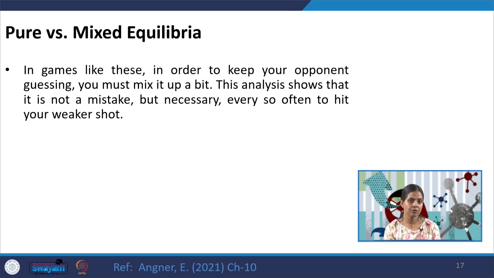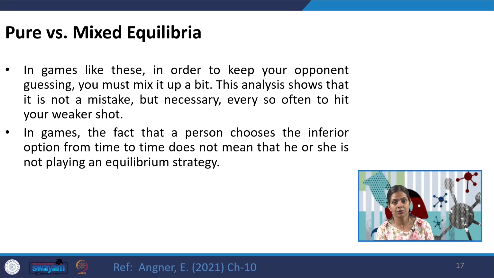This analysis shows that it is not a mistake but necessary every so often to hit your weaker shot. So, basically even though you have a very clear Nash equilibrium of playing the best shot you can, if you keep on playing that particular shot, you would be very easily guessed and your opponent might have the upper hand. As a result, you actually need to play mixed strategies sometimes, that is, there are certain probabilities with which you would be playing certain shots. In games, the fact that a person chooses the inferior option from time to time does not mean that he or she is not playing an equilibrium strategy.